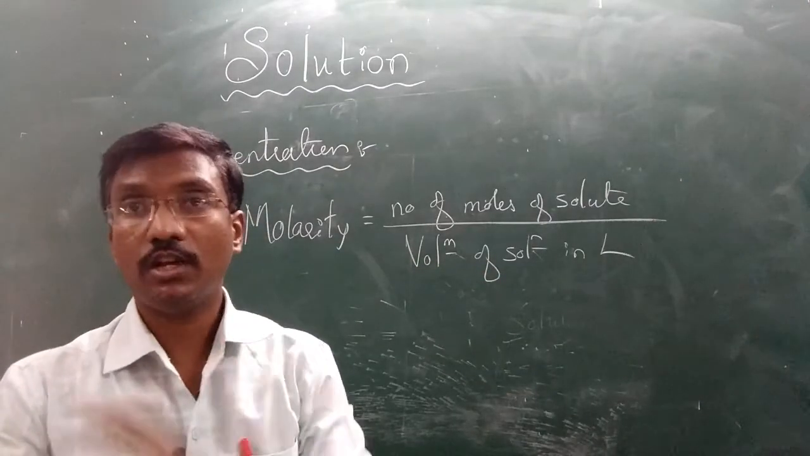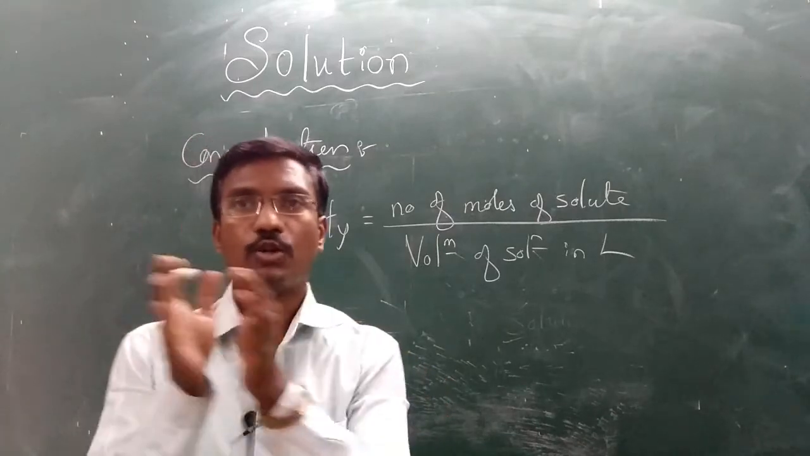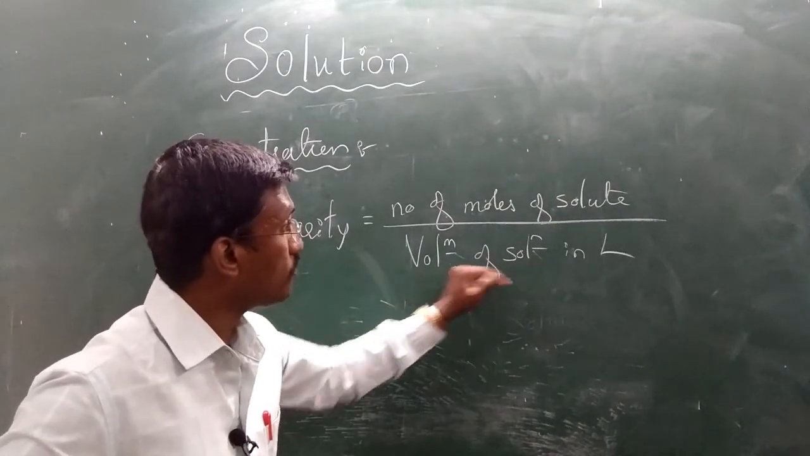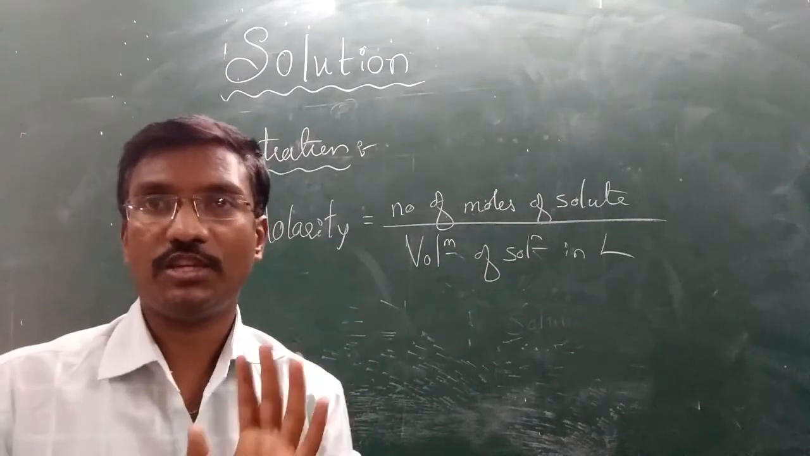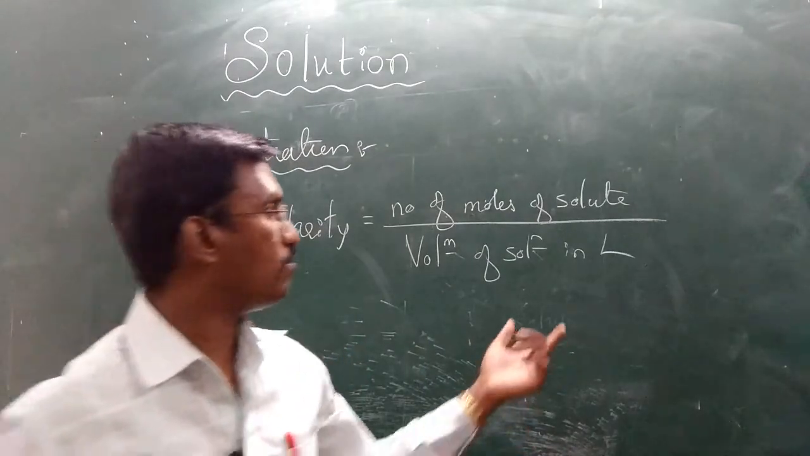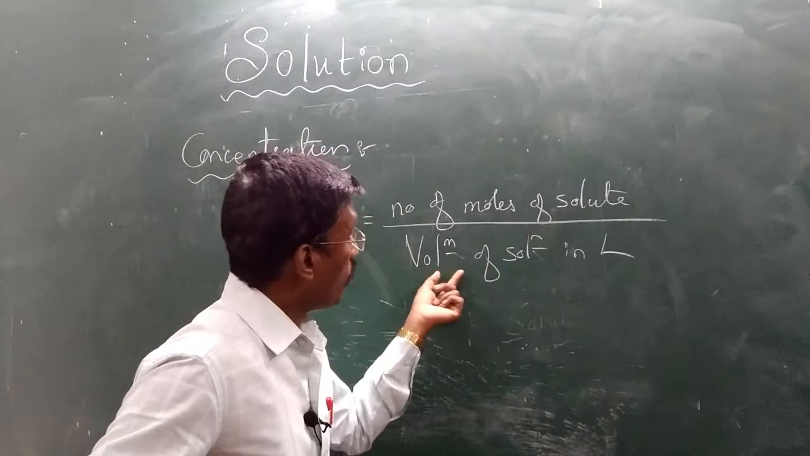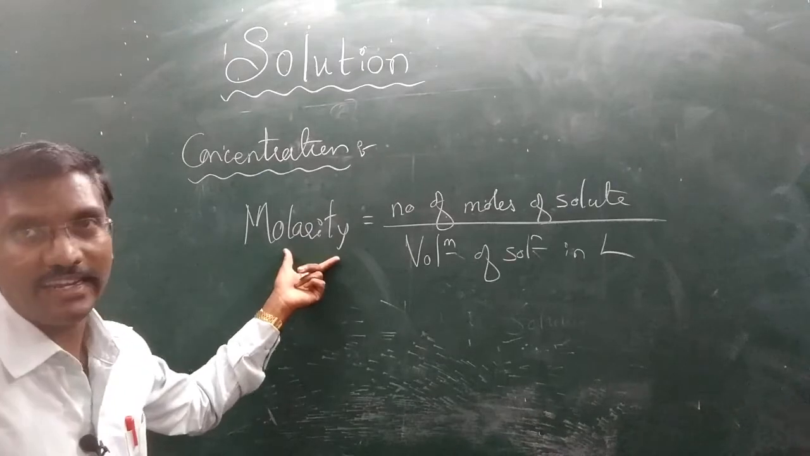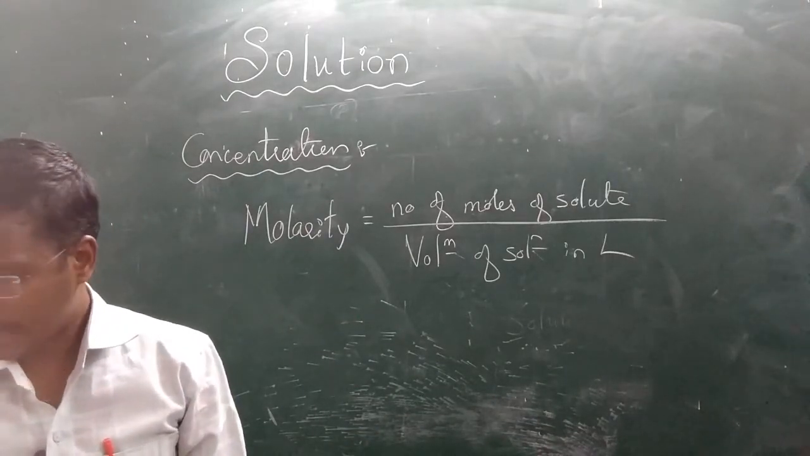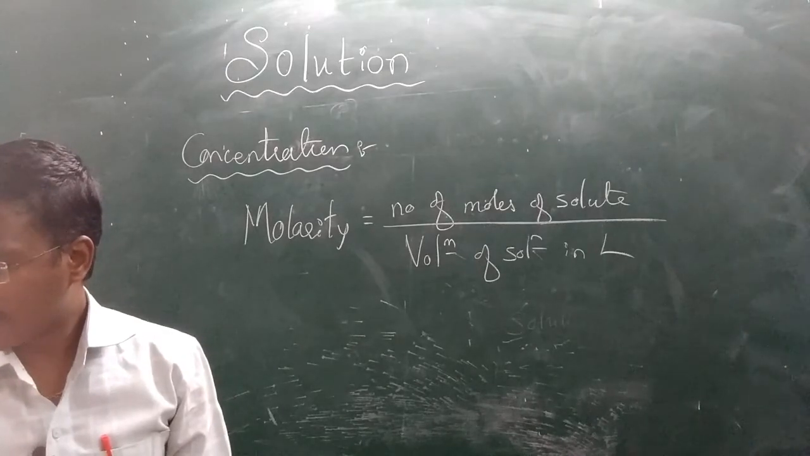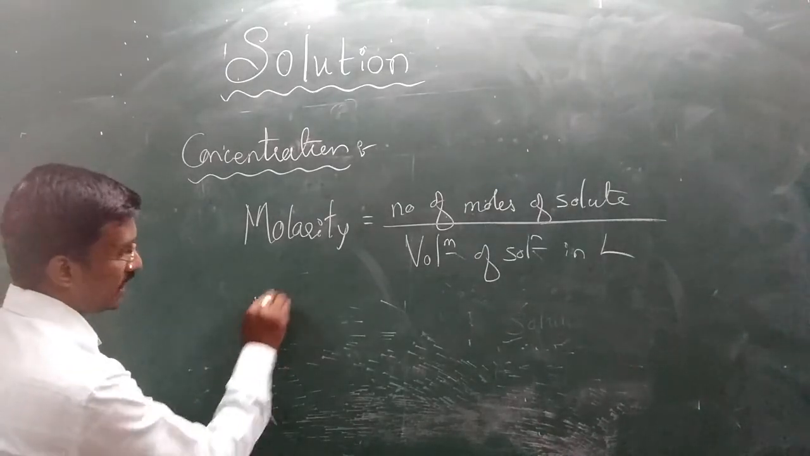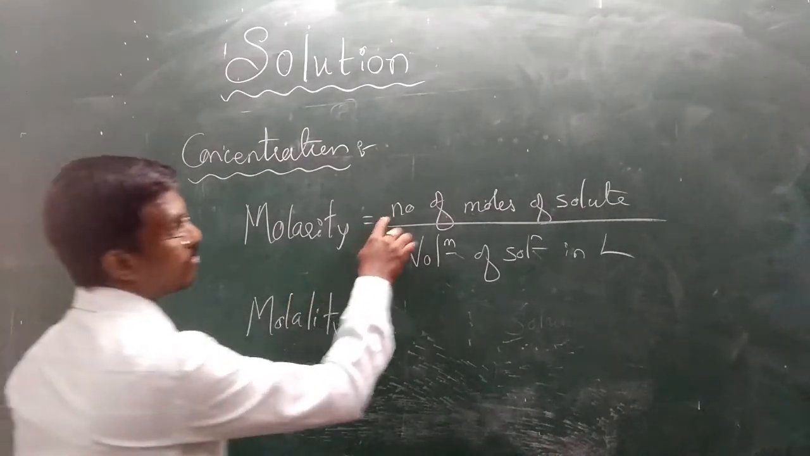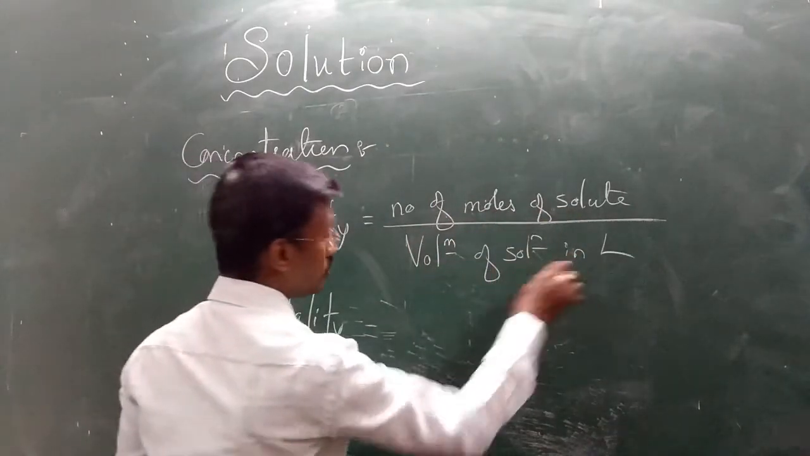Can you see it is the solution, not the solvent? Solution is solute and solvent together. Overall, the volume of the solution, particularly in liquid, you have to remember this, as even most of you get confused. Here we take the volume of the solution in liters. The same thing is defined in a different concept, molality, the second one. Both cause confusion. Molarity is the number of moles of solute divided by the volume of the solution in liters.